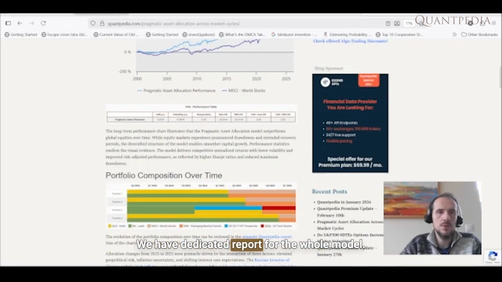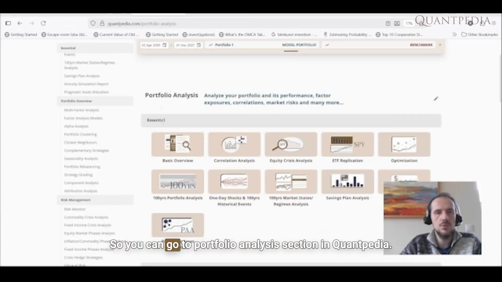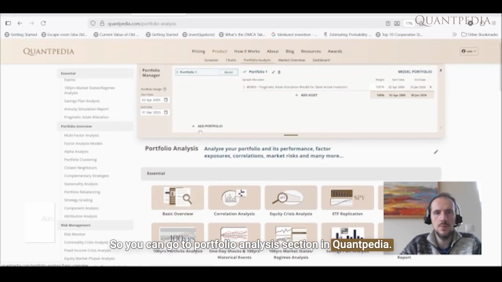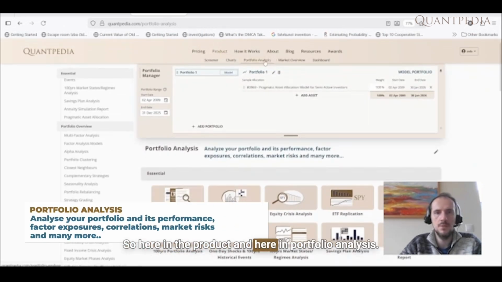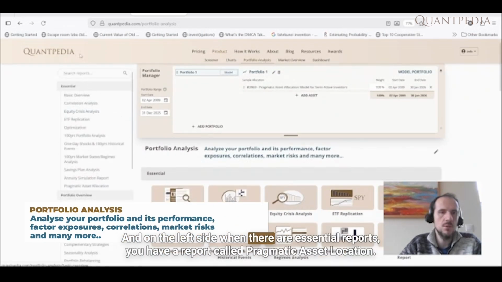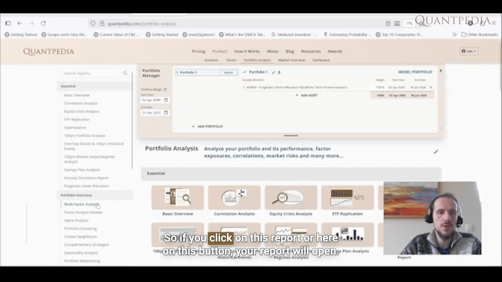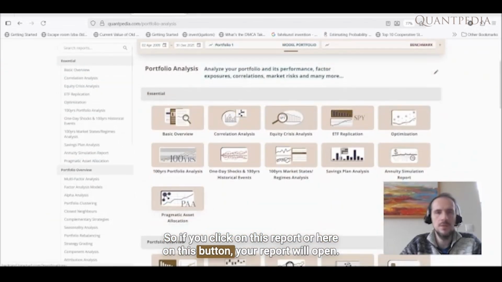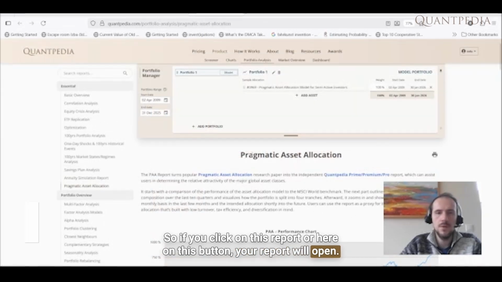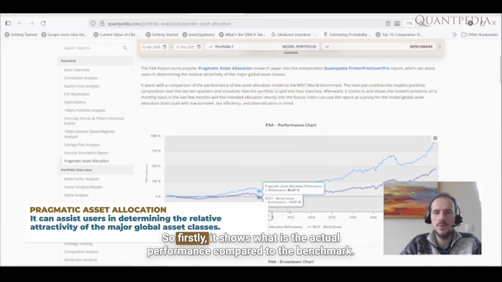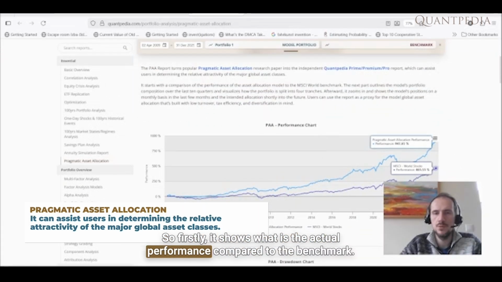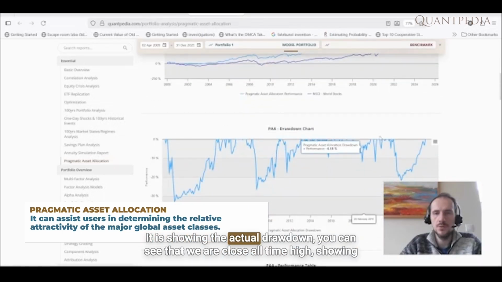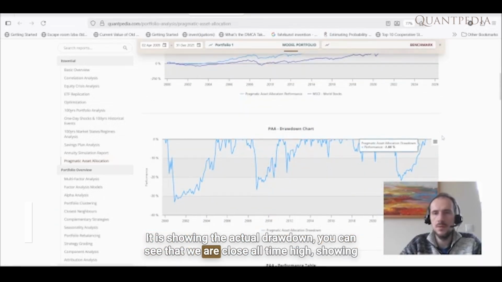We have a dedicated report for the whole model. So you can go to the portfolio analysis section in Quantpedia, here in the product and here in portfolio analysis. On the left side, where there are essential reports, you have a report called pragmatic asset allocation. If you click on this report or on this button, your report will open. What is the report showing? First it shows the actual performance compared to the benchmark. It is showing the actual drawdown. You can see that we are close to the all-time high.